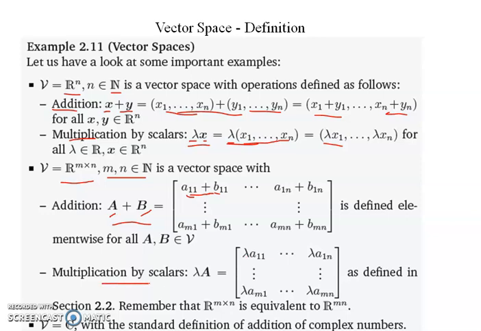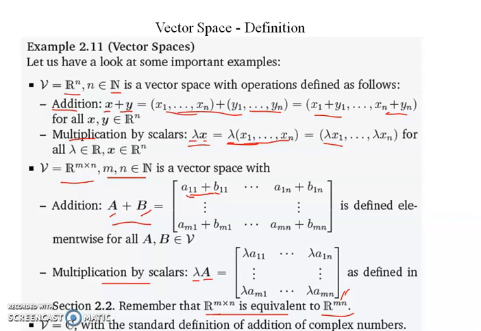Then multiplication by scalar: lambda is a scalar quantity multiplied with any matrix A. It results in a matrix in which lambda is multiplied to the individual elements of the matrix. Here, if the notation R m by n is given, it indicates the set of m by n matrices containing real numbers. It is equivalent to writing the notation as R^(m×n). So this is the case with the matrices.